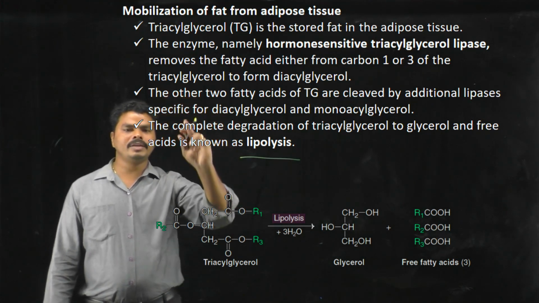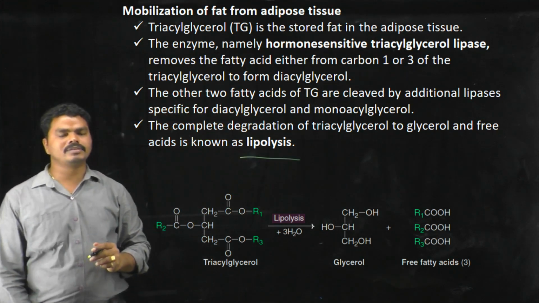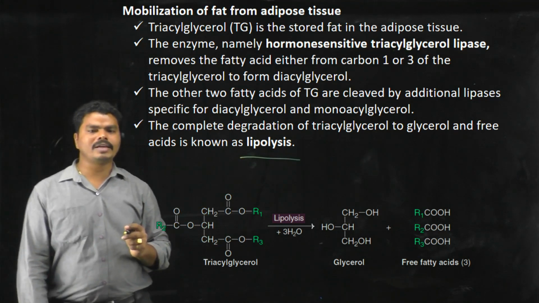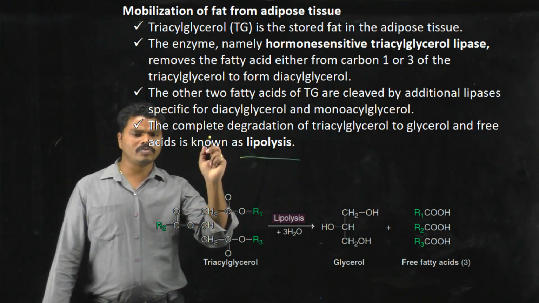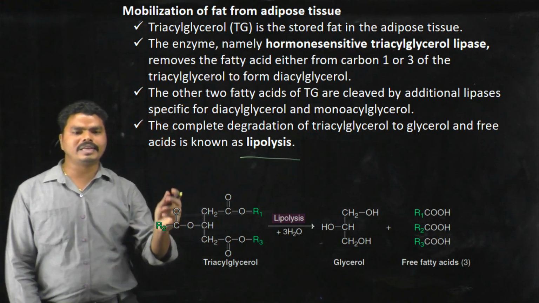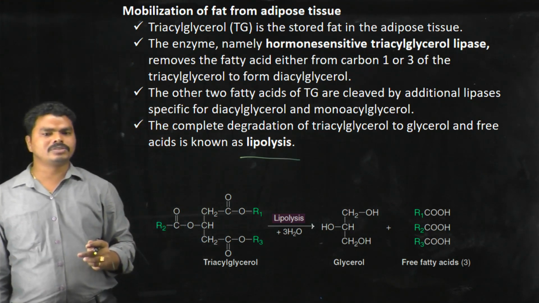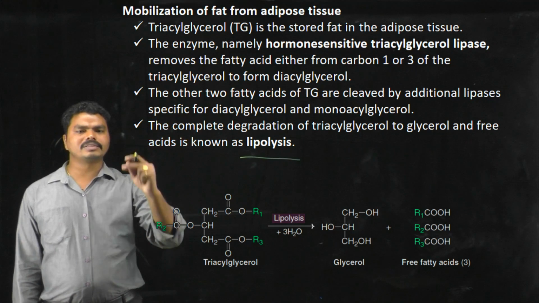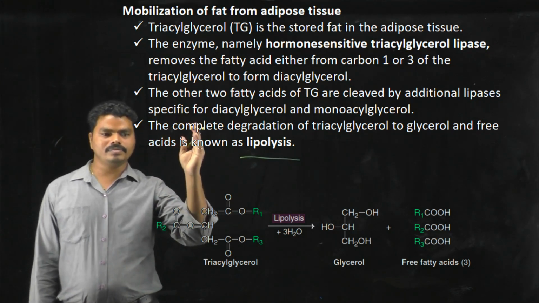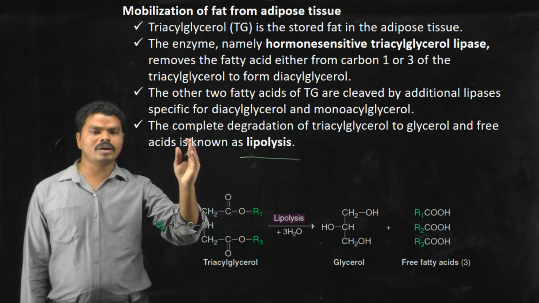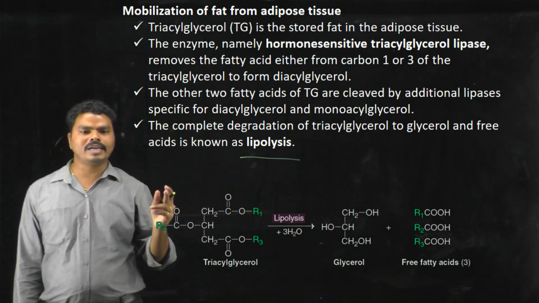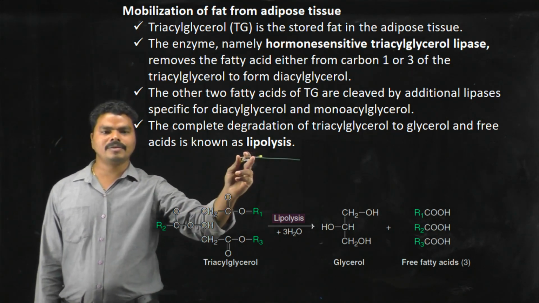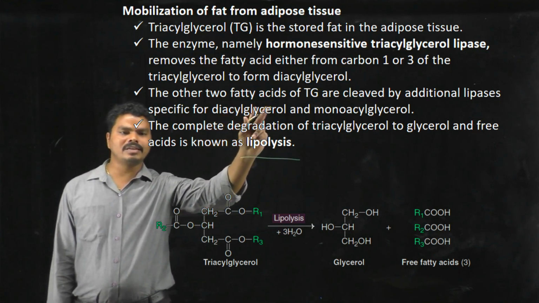The enzyme is namely hormone sensitive triglycerol lipase. Hormone sensitive triglycerol lipase is one of the enzymes which removes the fatty acid from either carbon 1 or 3 of the triglycerol to form diacylglycerol. The triglycerol is stored in the form of fat in adipose tissue. So triacylglycerol will be converted to diacylglycerol by the action of hormone sensitive triacylglycerol lipase.